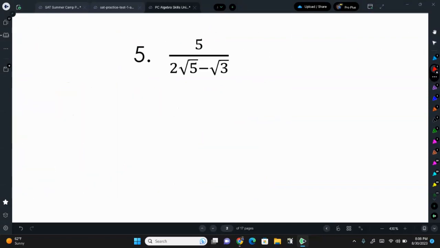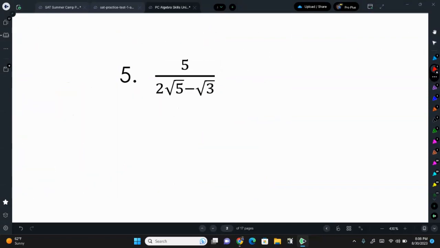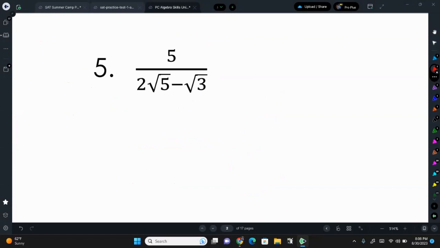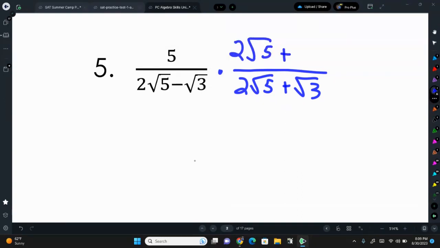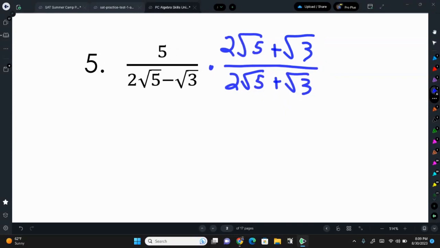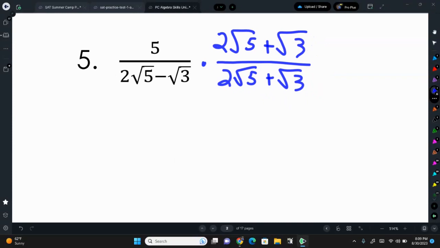Now this last one, you may say, oh my gosh, there's two radicals. How do I do that? The exact same way. We still have a conjugate. It'll be 2 times the square root of 5 plus the square root of 3. Because we can have square roots in the numerator. That's okay. That doesn't matter if we have 100 square roots or radicals in the numerator. As long as they're not in the denominator, it's okay.